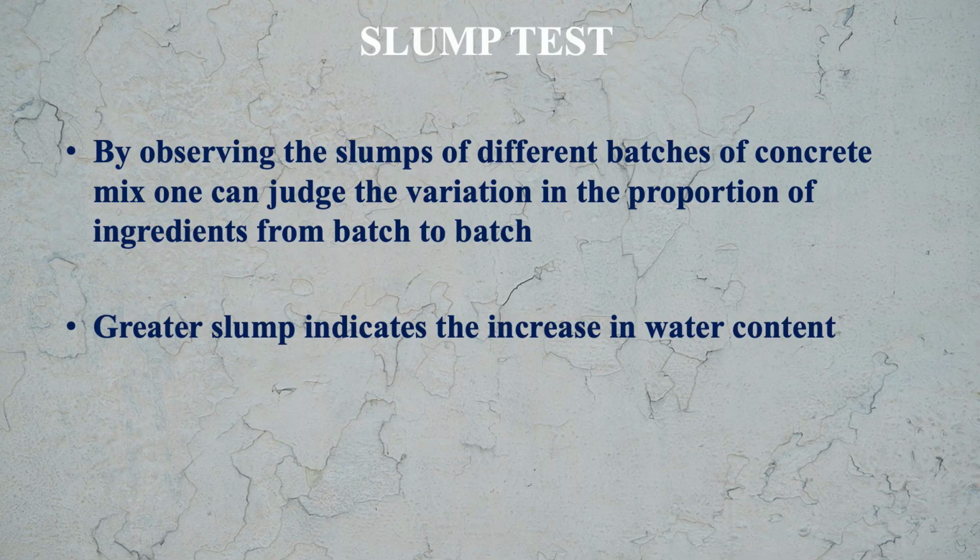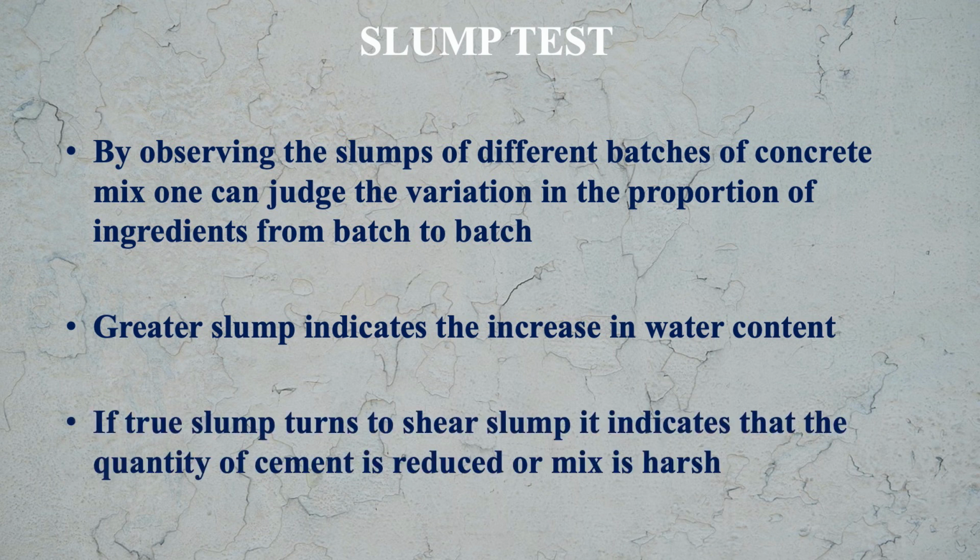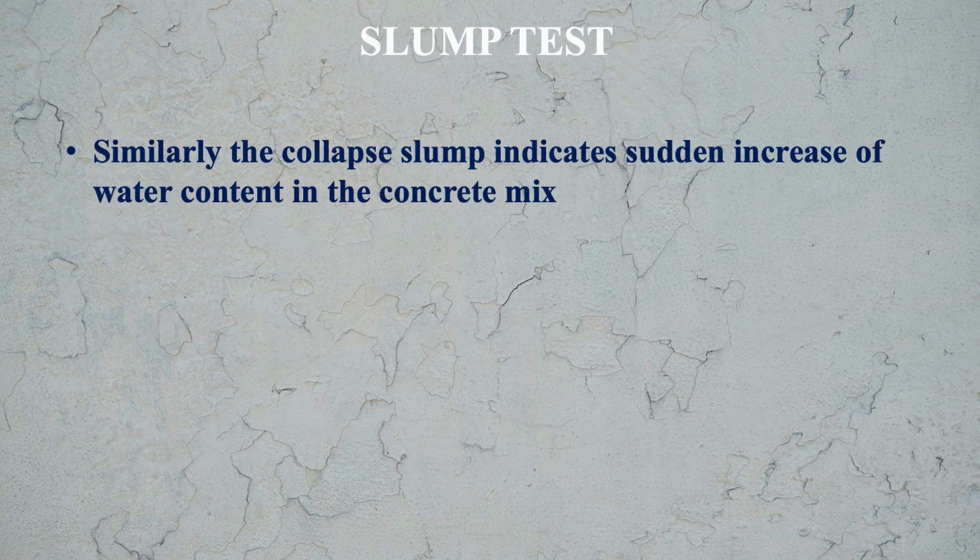If the proportion is fixed, and the quantities of the ingredients of the concrete are the same, then the slump will not change. If the slump is changing, it gives an indication that from one batch to another, there is some change in the proportion of the ingredients. A greater slump indicates an increase in water content. If a true slump turns to a shear slump, it indicates that the quantity of cement is reduced or the mix is harsh. Similarly, the collapse slump indicates a sudden increase in water content in the concrete mix.